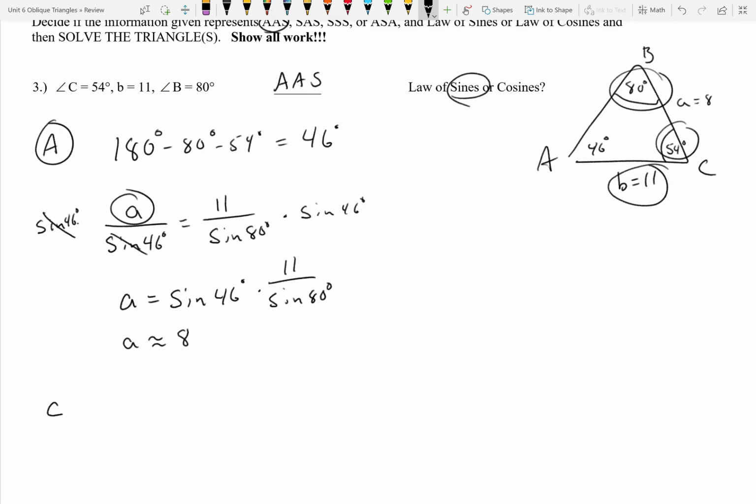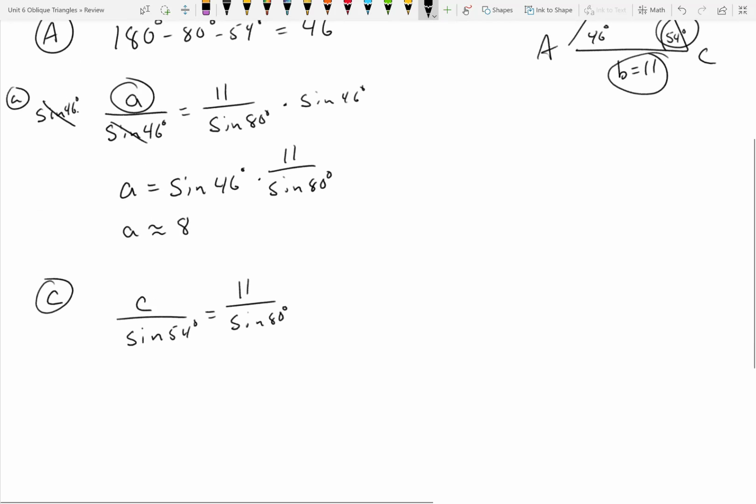Let's see, this was little a. We'll label that properly. This is little c. Little c over sine of C, well, C is 54 degrees, so we'll plug that in, equals 11 over sine of 80. Well, actually, before we plug it into our calculator, we'll solve for c. Again, we're going to multiply both sides by the denominator over here, sine of 54.